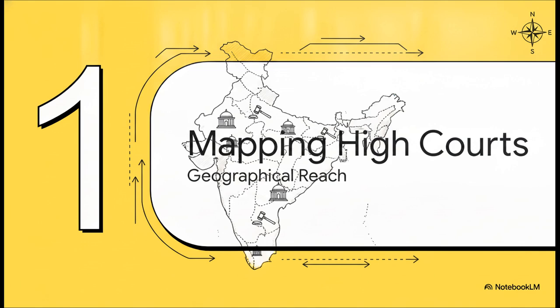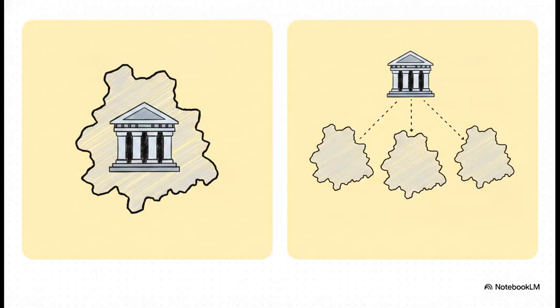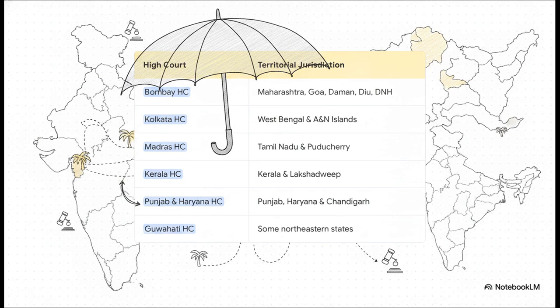Mapping the high courts. Let's figure out where they actually sit on the map. Okay, so our constitutional baseline is Article 214, which basically says one high court for every single state. Simple enough, right? But as we all know, India's geography and administration are massively complex. That's where Article 231 steps in. It's a crucial exception that literally authorizes Parliament to set up a shared, common high court for multiple states or union territories.